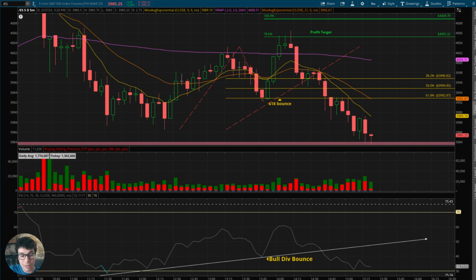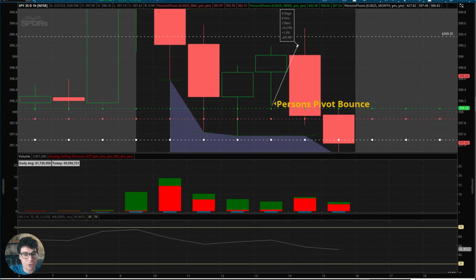We get a nice bounce off of that initial bullish divergence, and we push up higher and we hit the 786 extension on our Fibonacci's, right? So this is our profit target area. That's the S&P 500 futures.